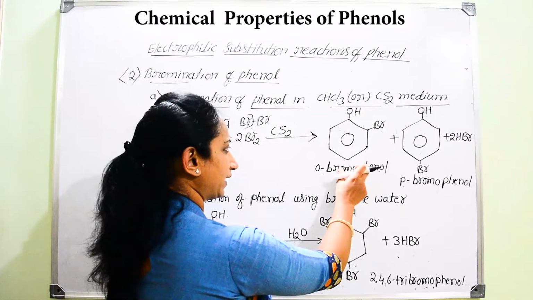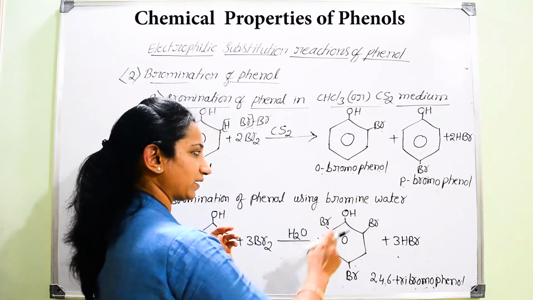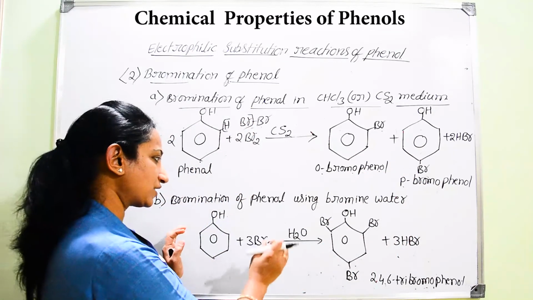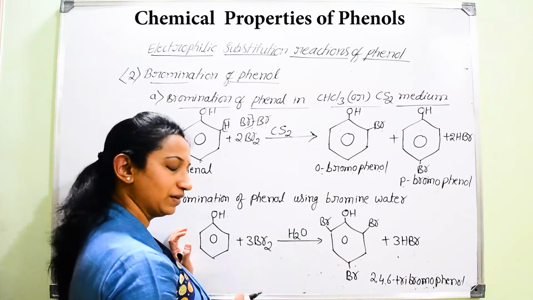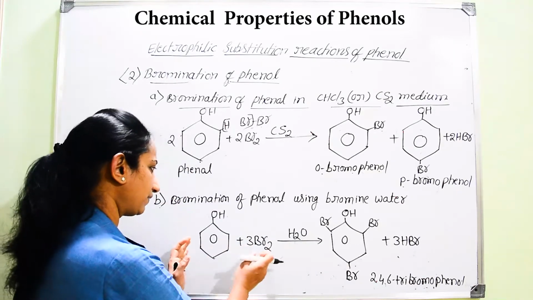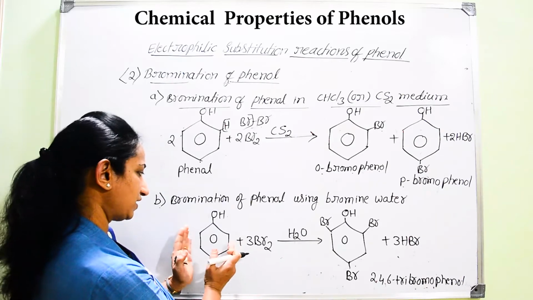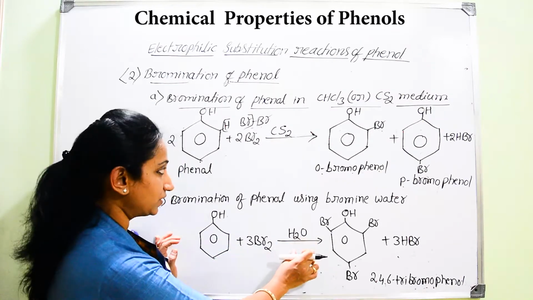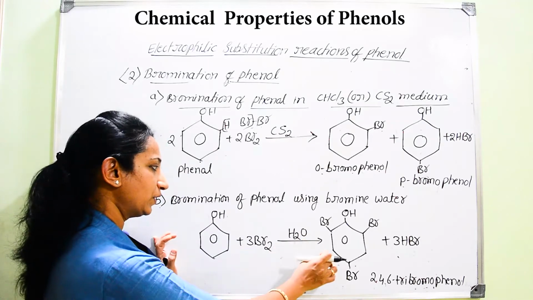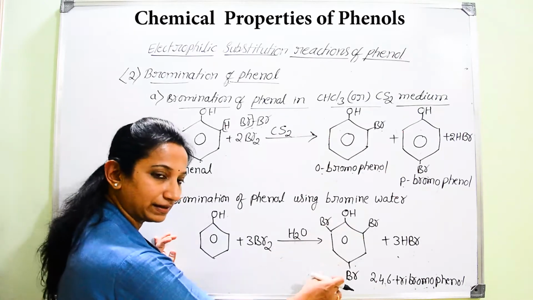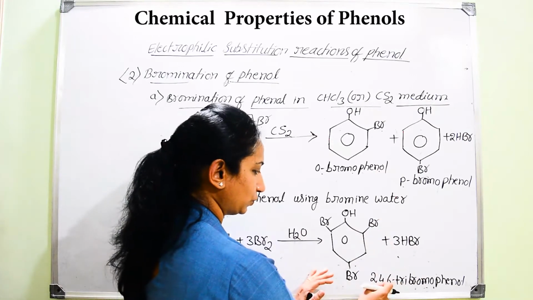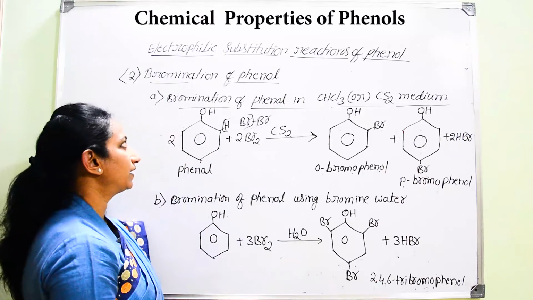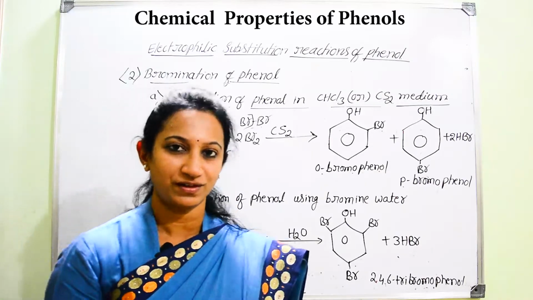Then you are supposed to write that there are two main products, ortho-bromophenol and para-bromophenol. In case they ask you to identify the product in the given reaction, if they give a condition like this, here it is phenol and bromine. And what medium is it? Water. So in this aqueous medium, you are going to get a different type of product. Which product is expected? 2,4,6-tribromophenol. So that is regarding bromination of phenol.